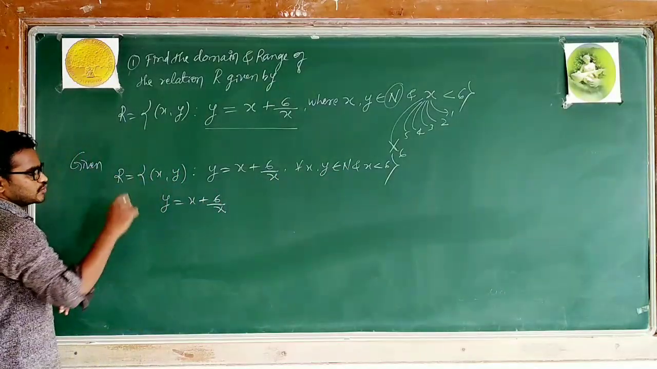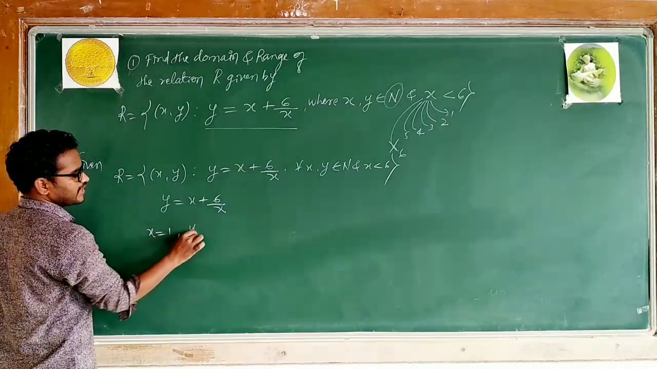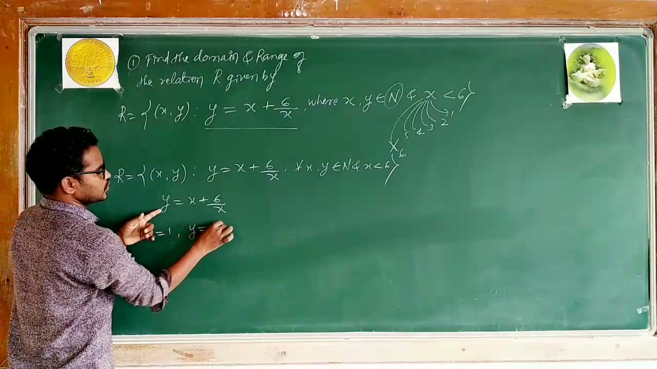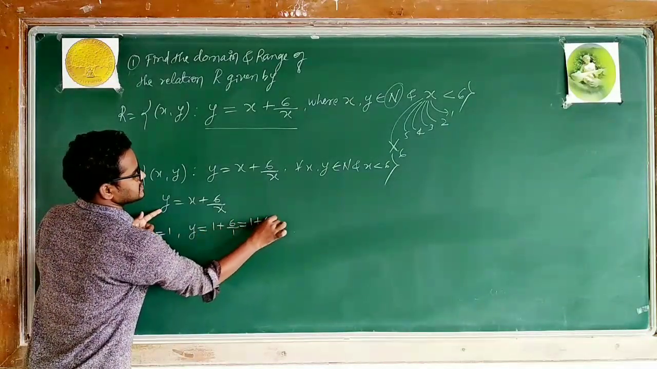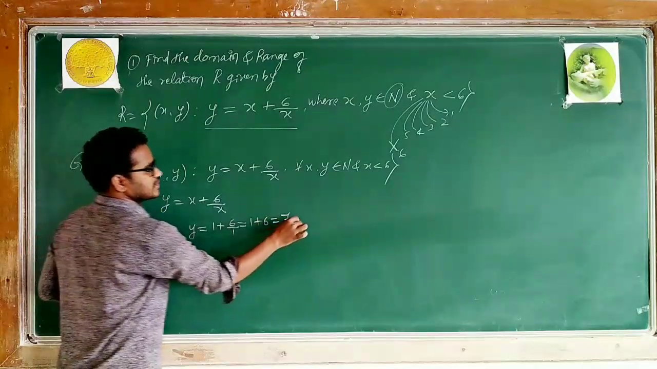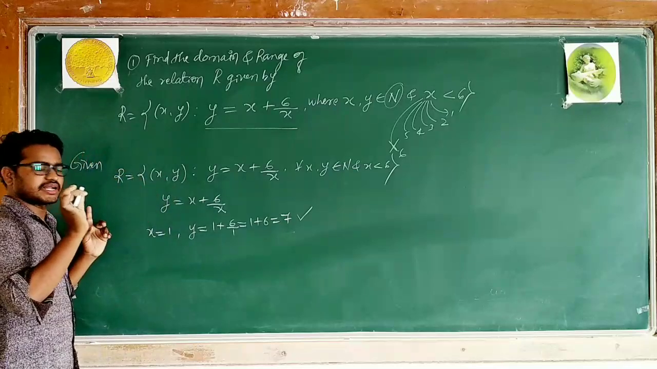I will say x is equal to 1. When x is equal to 1, y is equal to 1 plus 6 divided by 1. Is it 1 plus 6, which is 7? Yes. X is 1, y is 7. Both are natural numbers.